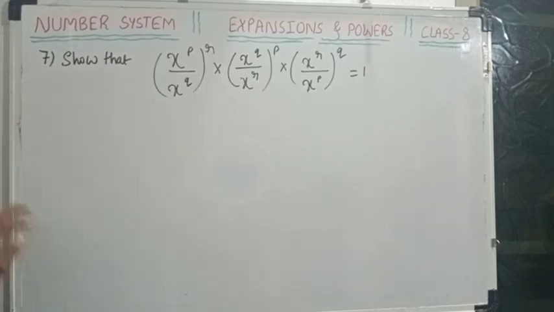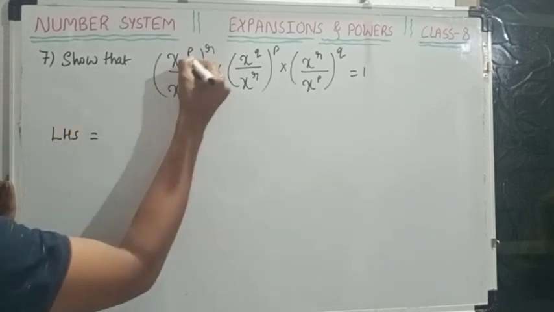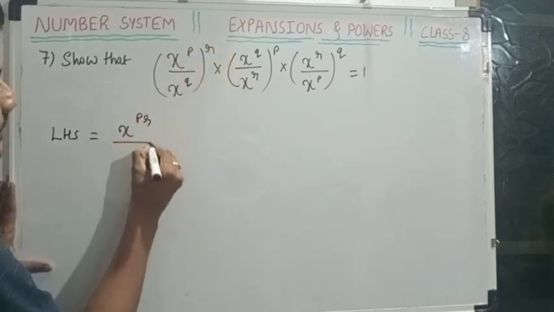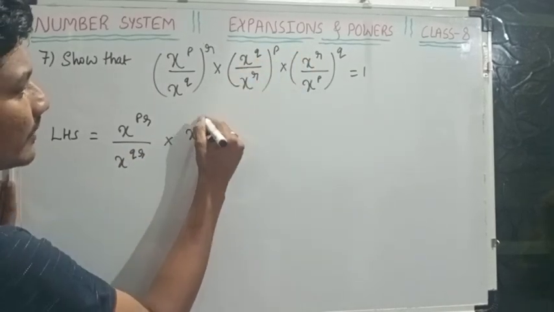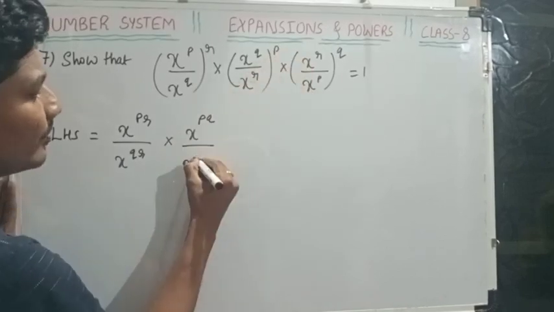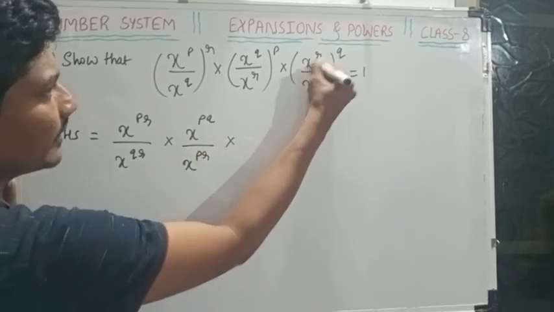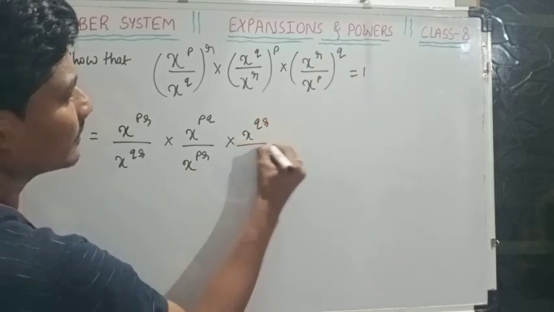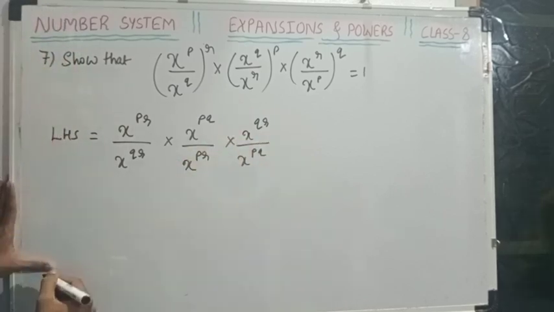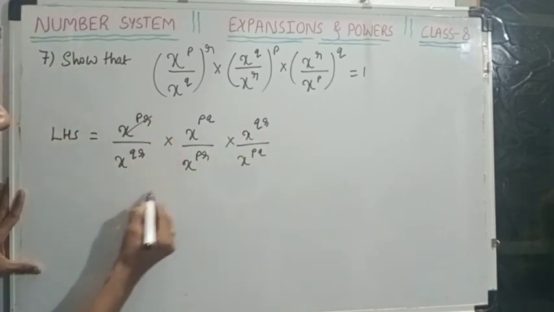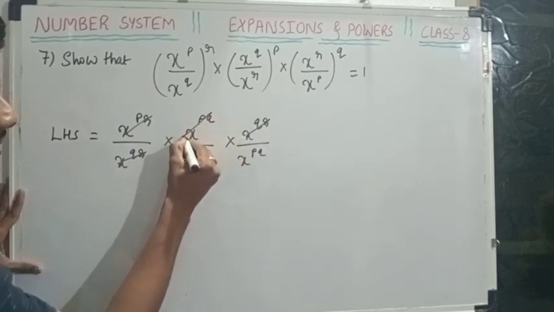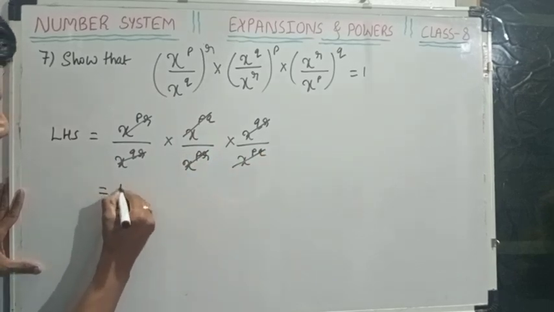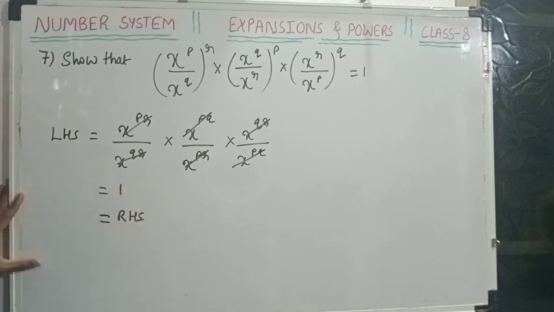Here we go with the next question. Show that this left hand side is equal to 1. That is x to the power pr divided by x to the power qr into x to the power pq, and similarly, x to the power pq into x to the power rq, or qr, divided by x to the power pr. See here, you can cancel x to the power pr, x to the power pr, x to the power qr, x to the power qr, x to the power pq and x to the power pq. All are cancelled here and therefore the answer is 1, which is equal to RHS. LHS is equal to RHS, hence it is proved.